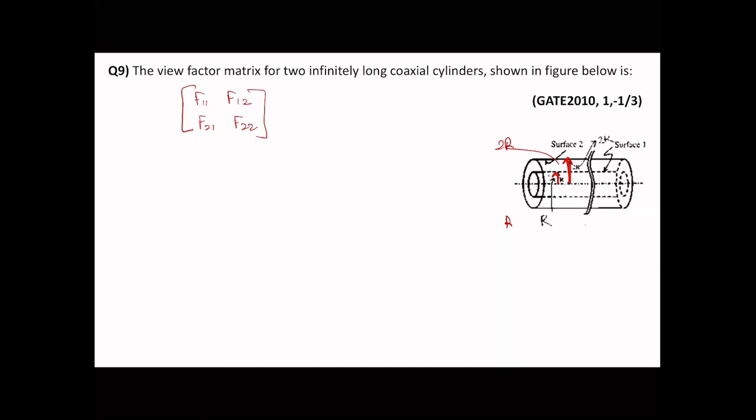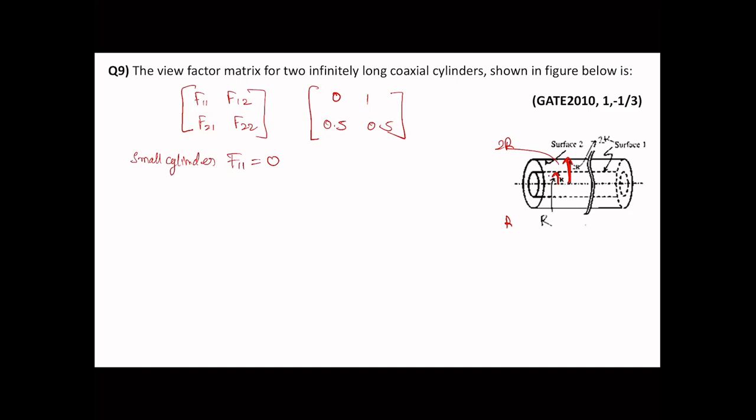Alright, you can see the answer 0, 1, 0.5, 0.5 being spammed in the chat. It is correct. So let's start step by step. First things first, the simplest view factor to be calculated is the self view factor for the inner cylinder or the smaller cylinder. Its self view factor F11 has to be 0. It's a convex surface, and a convex surface has a self view factor of 0.